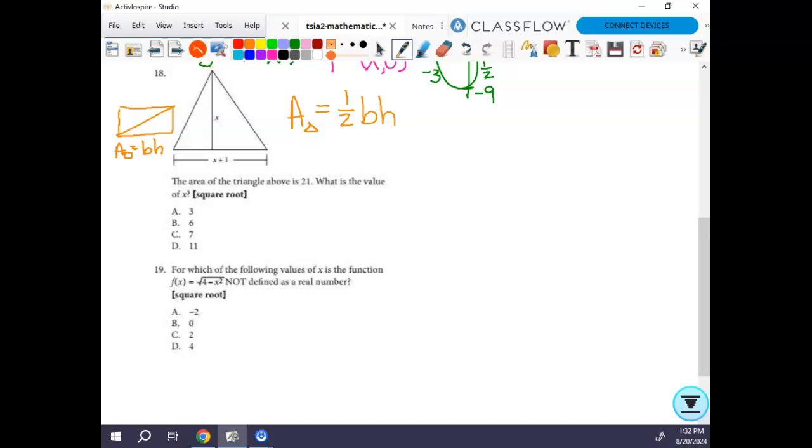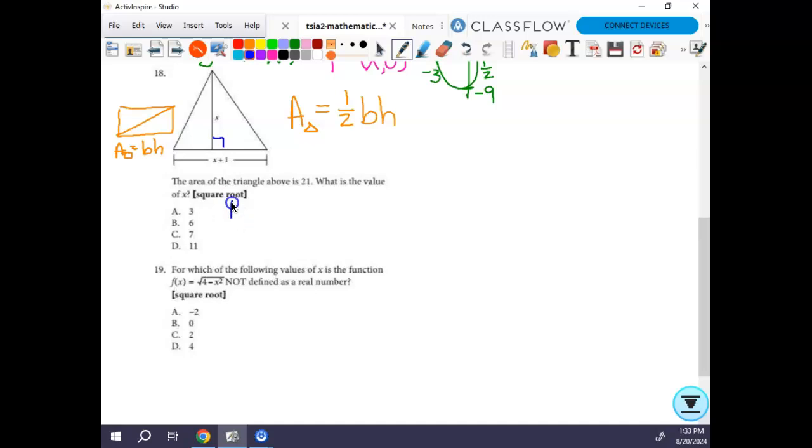Here's something I don't like about this picture, and the fact that it comes from College Board really makes my skin crawl. The height is always perpendicular to the base, and they're expecting you to assume that, which is kind of scary, but most of the time you'll see that. So that's how I know x is the height and x plus 1 is the base. Be careful assuming that stuff. It surprises me that this came from them, but whatever. So I'm going to put this in here.